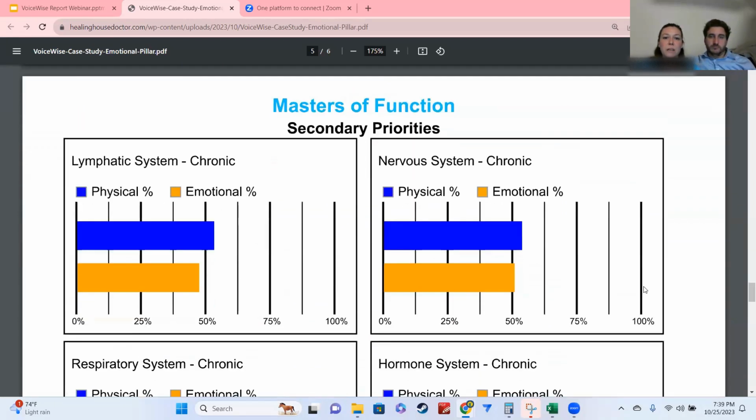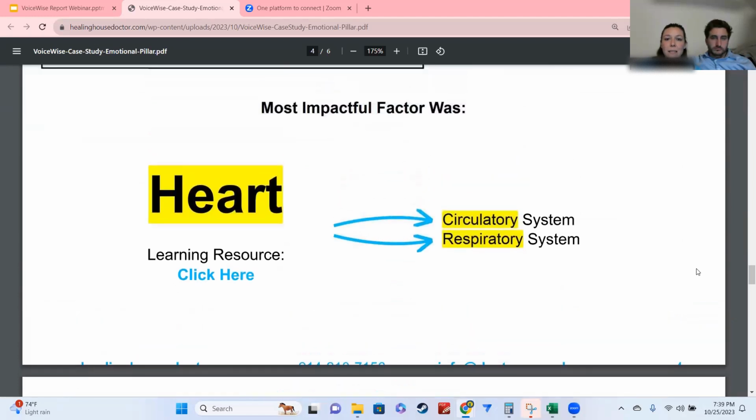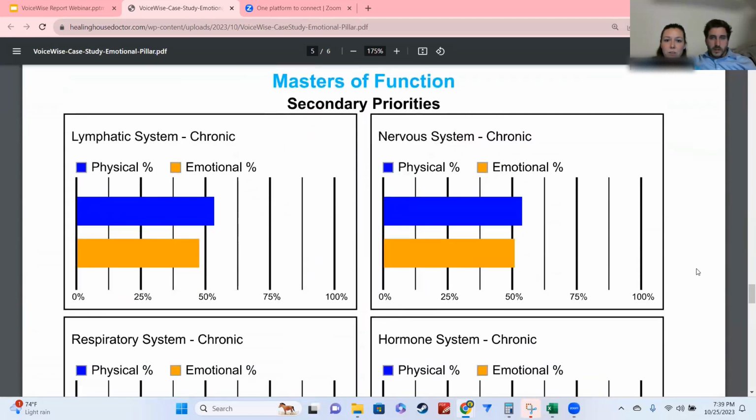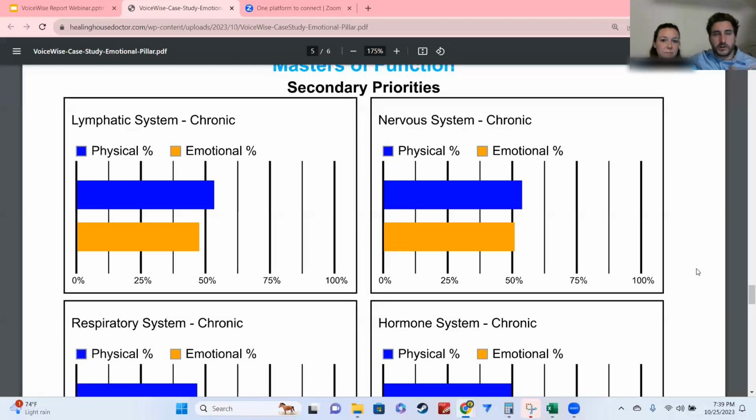So then this next page, the masters of function, these secondary priorities, are the other 8 systems that we measure that didn't come up as the 2 that need the most support on the previous page. And it shouldn't shock you to connect the heart, the pH at this point, the skin, hair, now all the way back to the emotional factor.